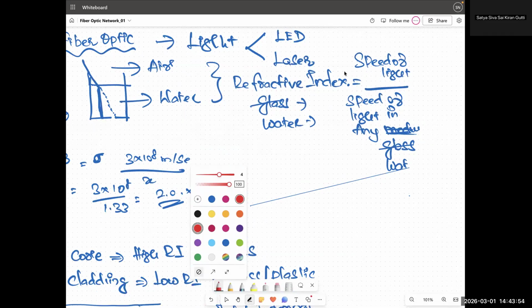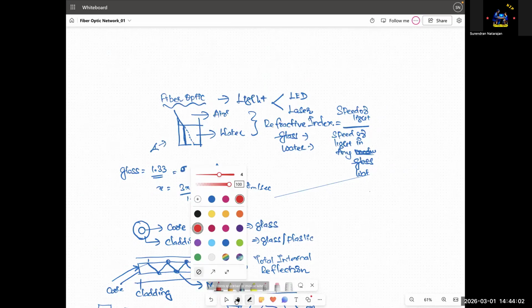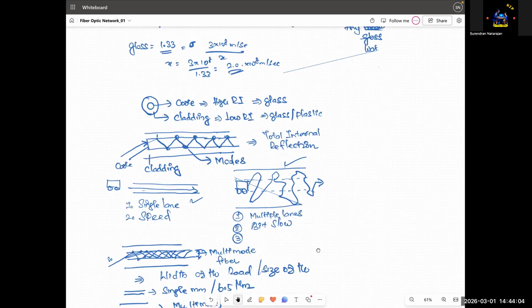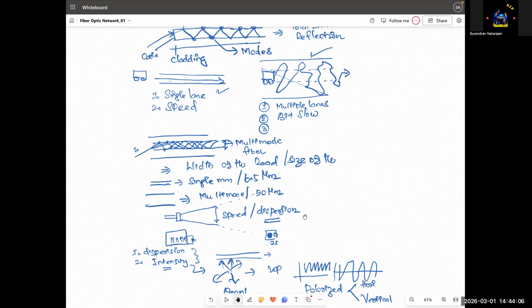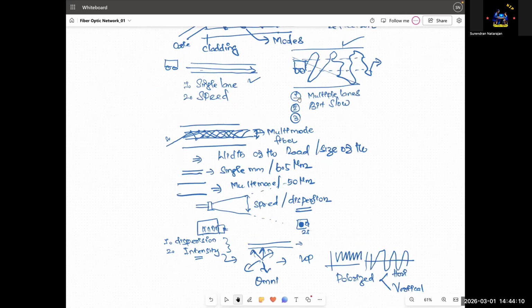In multiple layer, multi-mode and single mode. Can you explain it? Okay, what confuses you? Even I got confused in my early stage. What is confusing you in multi-mode?